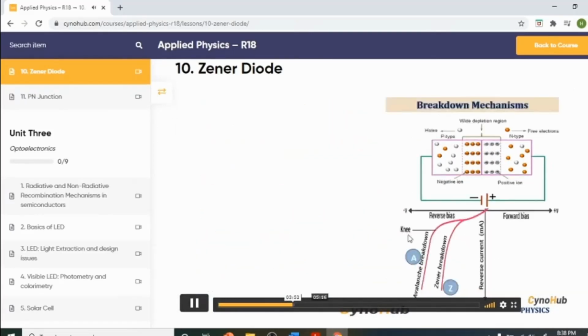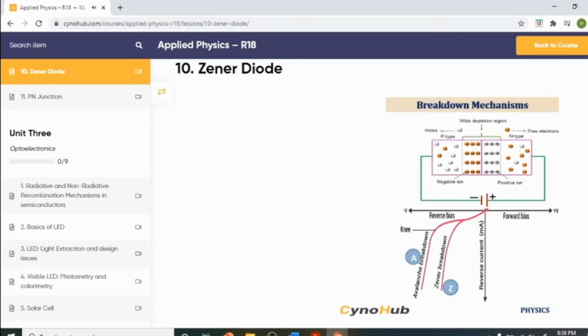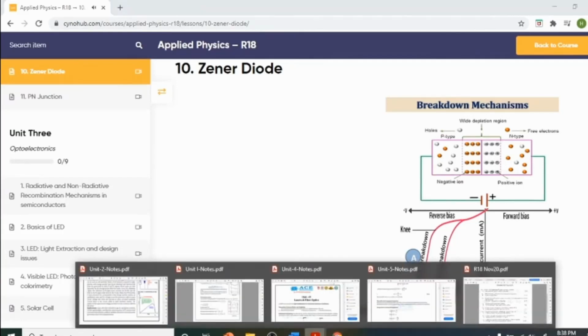These are the characteristics. You write down the breakdown mechanisms as far as the Zener diode is concerned, and the avalanche breakdown. We know that the reverse bias connection is like this, so this is how the video would be available. You can go through that video. All the videos are available on our website.